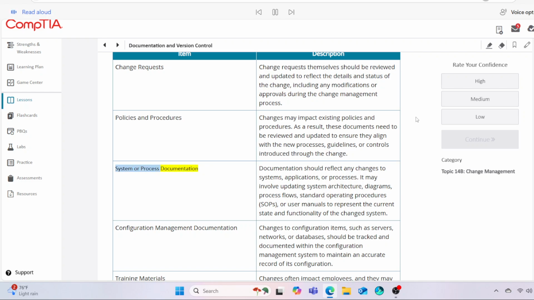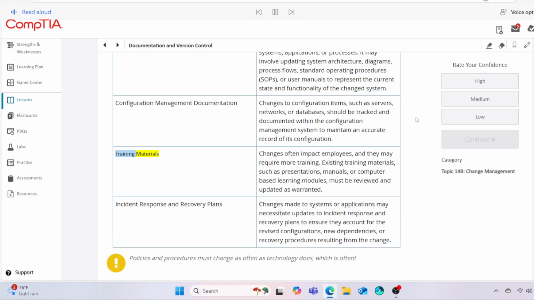System or process documentation. Documentation should reflect any changes to systems, applications, or processes. It may involve updating system architecture, diagrams, process flows, standard operating procedures (SOPs), or user manuals to represent the current state and functionality of the changed system. Configuration management documentation. Changes to configuration items, such as servers, networks, or databases, should be tracked and documented within the configuration management system to maintain an accurate record of its configuration.